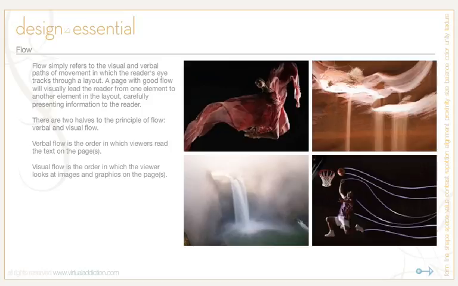There are two halves to the principle of flow. There's verbal and visual flow. Verbal flow is the order in which the viewer reads the text on the page, and visual flow is the order in which the viewer looks at images and graphics on the page. The best designs are going to draw on both of these types of flow, and they'll seamlessly integrate them together in a harmonious whole to present an ordered message to the viewer.